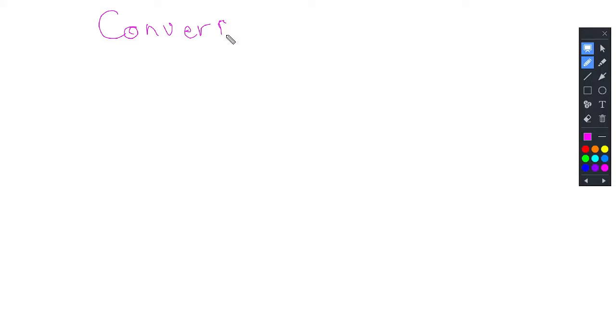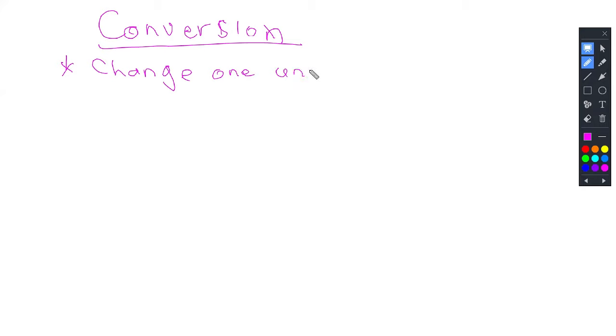So conversion is your first topic, and remember, this is a topic whereby you are going to take it to other topics, so they are interrelated. So what do we mean when we say conversion? It's when we change one unit to another unit. So basically, conversion is when we change a unit to another. There are types of conversions that we need to focus on.